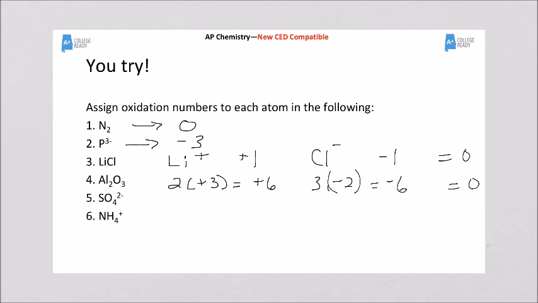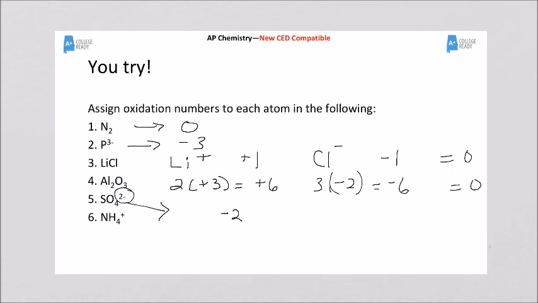Now here for 5 and 6 we have ions. Again, when we add up the oxidation numbers, the sum of the oxidation numbers has to equal the charge. When you have a polyatomic ion that contains oxygen, start with the oxygen, because remember I said very commonly oxygen is going to be -2 in a polyatomic ion.